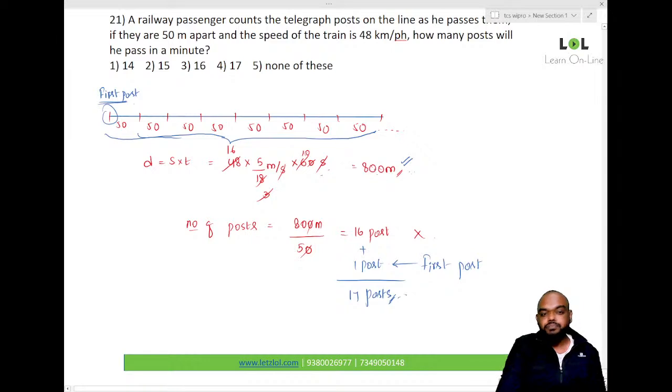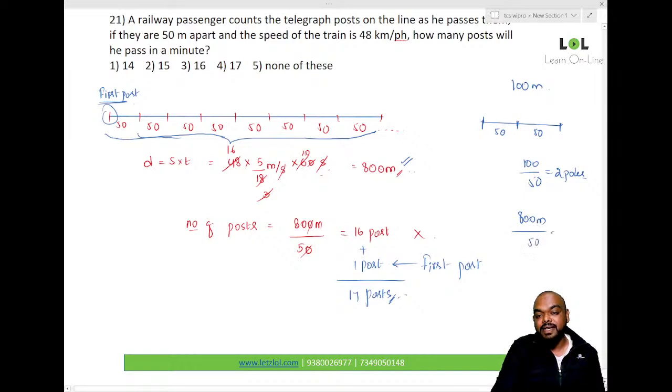Okay. Now, forget about it. Suppose he travels only 100 meters, how many posts will there be in 100 meters? 3. Exactly. But when I do 100 by 50, every pole is 50 meters from the other pole. If you do 100 by 50, you'll get only 2 poles. Why? We are not counting the first one. Suppose now he's traveling 800 meter divided by 50, you'll get 16. Still the first pole will be missing here. Yes, sir. So that's the reason 16 plus 1, 17.